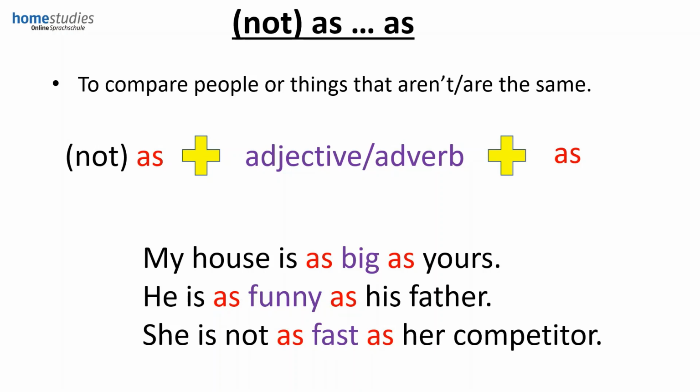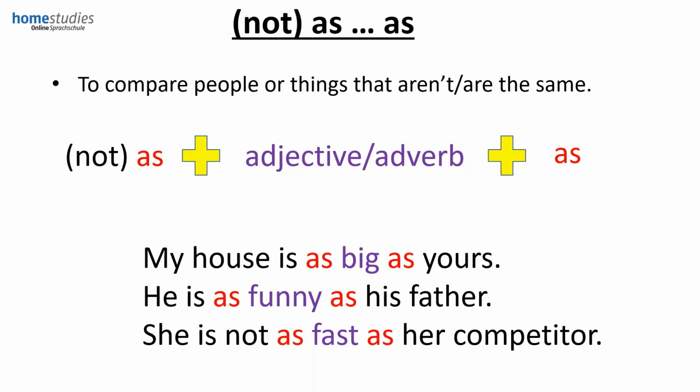They are the same. However, in the last example, she is not as fast as her competitor. Here, we are comparing two people. However, they are different. They are not the same. So remember, as plus an adjective or an adverb plus as is used to compare people or things that are the same. And if we use the structure not as plus adjective or adverb plus as, we're using it to compare people or things that are not the same.